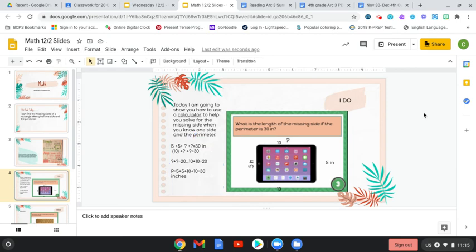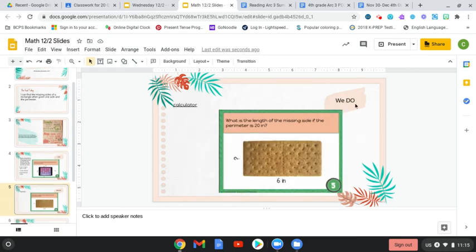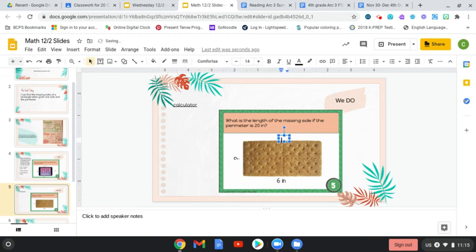Let's do another one. What is the length of the missing side if the perimeter is 20 inches? Okay, so once again, if this one's 6, I know that one is also 6. I'm just going to put that in there because I already know that information. Those are the same length, right?